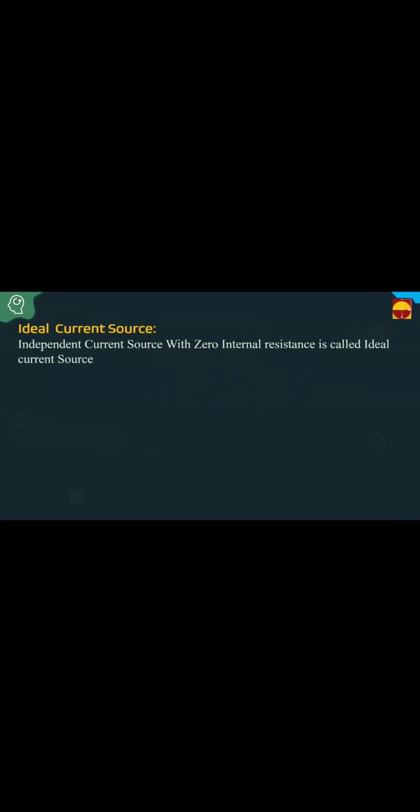An independent current source with zero internal series resistance is called an ideal current source. But its parallel input resistance or internal resistance is equal to infinity. This is a very important observation here.